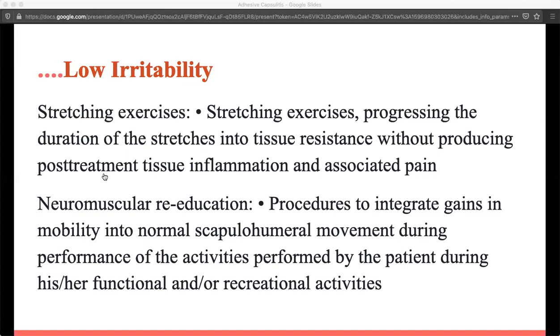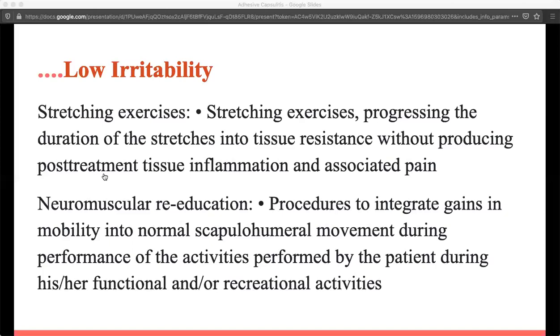And neuromuscular re-education to integrate gains in mobility into normal scapulohumeral movement during performance of activities that they do in their function or recreational activities. So if you have a tennis player, you want to show them exercises that will take their arm into abduction and external rotation, and then teach them scapular control and movement to be able to do that more efficiently.